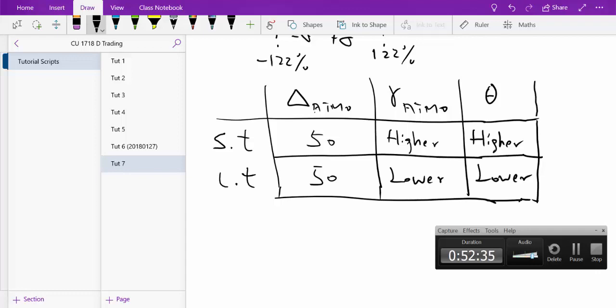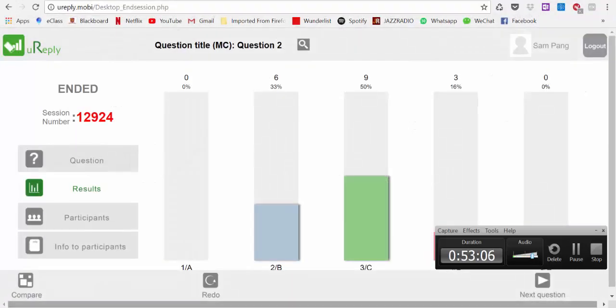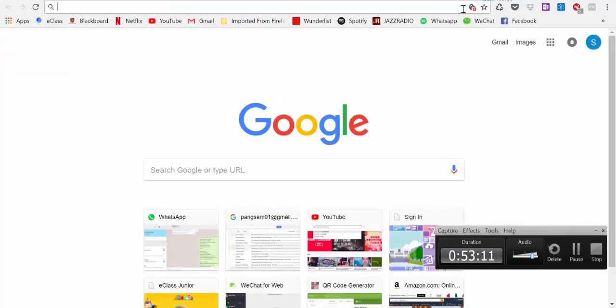And then we can talk about Vega. Now, Vega is the option's price sensitivity when volatility itself is changing. Okay, now for this one, actually, for the longer term option, it is higher. And for the shorter term option, it's lower. If you don't believe me, you can come over here. I'll show you all these things, okay?